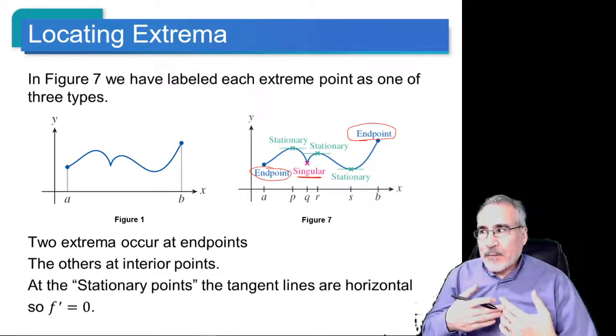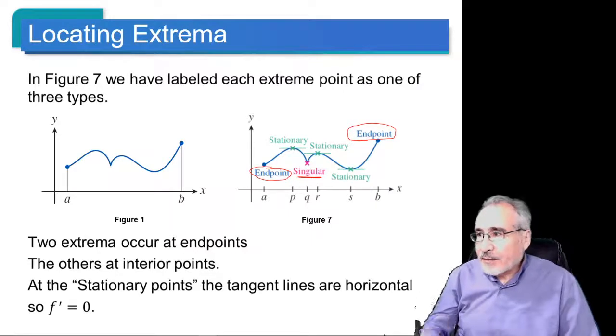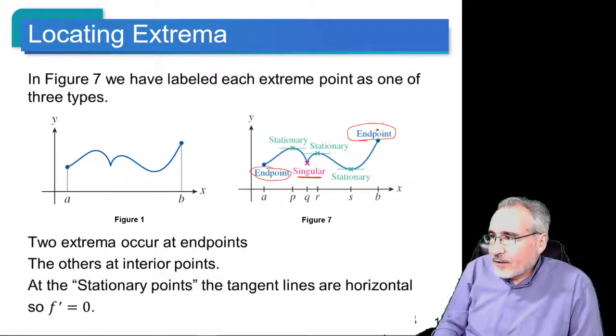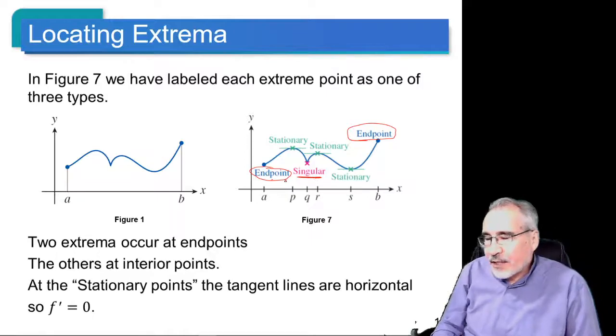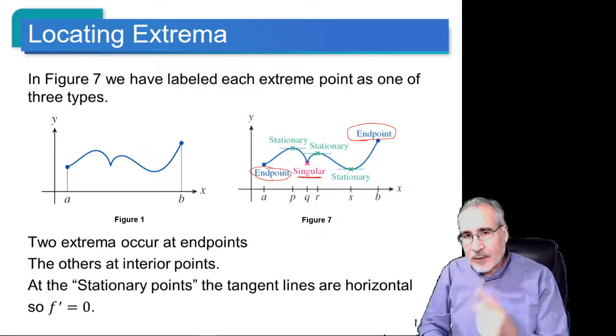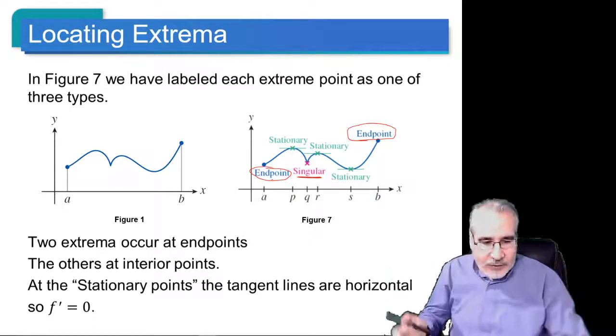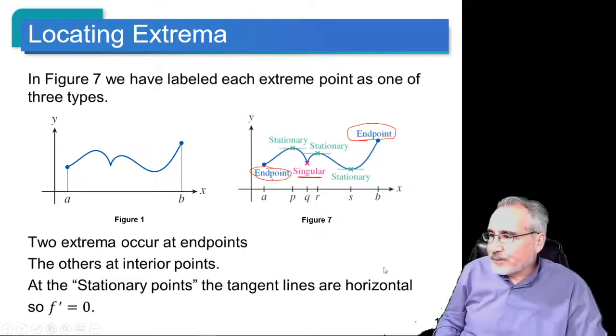However, they could also be the absolute max or min, as in this case, the right endpoint is the absolute maximum, but the left endpoint here is not the absolute minimum. There's something actually smaller. But those are the things we look at. We look at critical points, which are interior points, and we look at the two endpoints. That's what we have to remember to do.